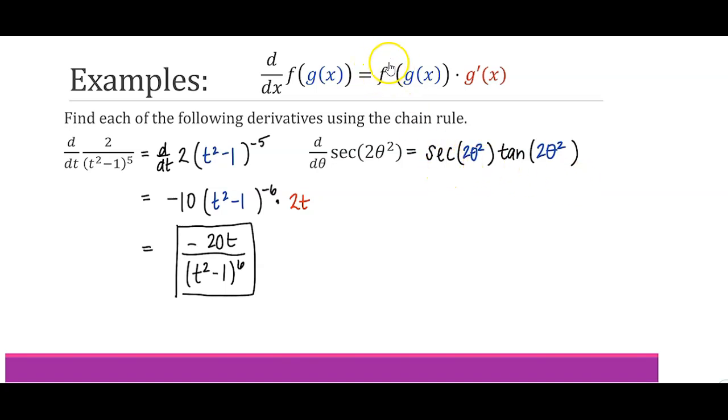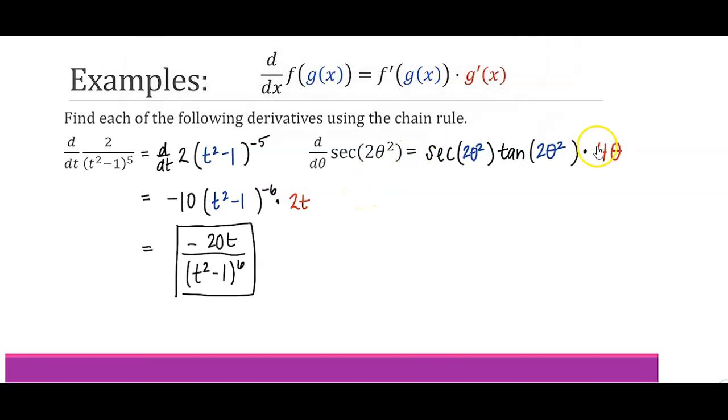This is the derivative of the outside, leaving the inside the same. The derivative of secant was secant tangent, but we have to leave the inside the same. And then we have times the derivative of the inside. So the derivative of the inside is going to be, by the power rule, just 4 theta. And now, the only simplifying that I can really do is to take the 4 theta and put it in the front of the function.